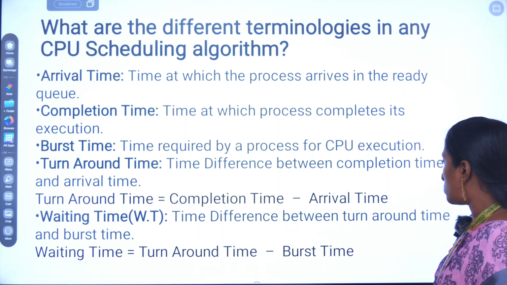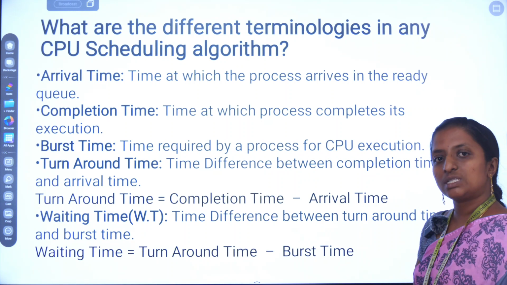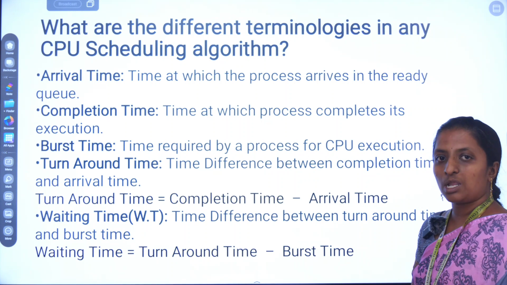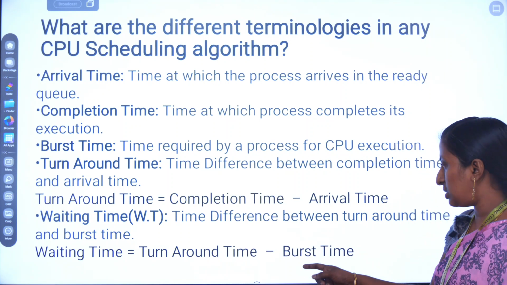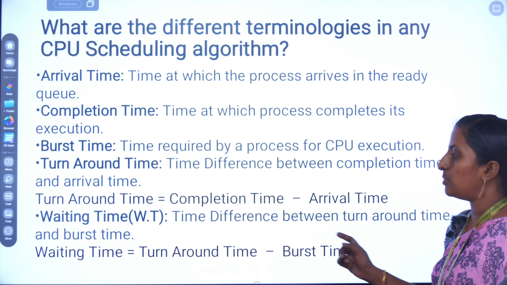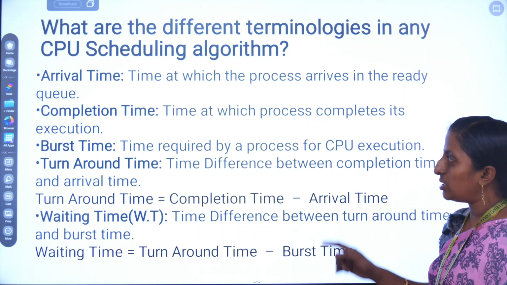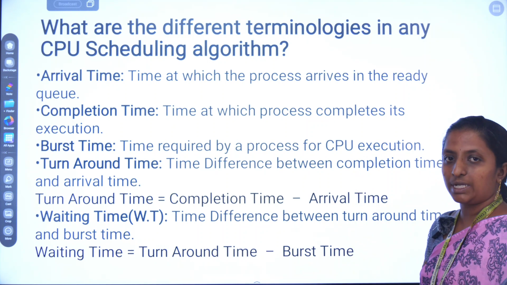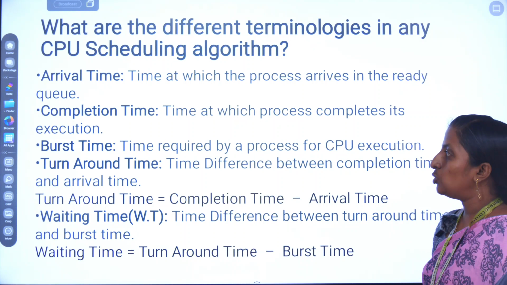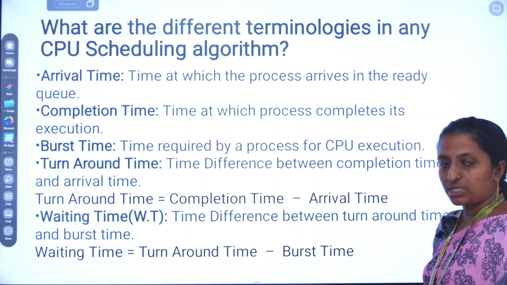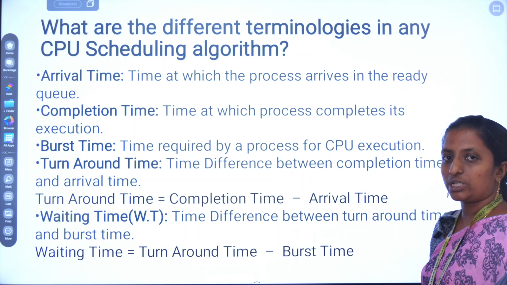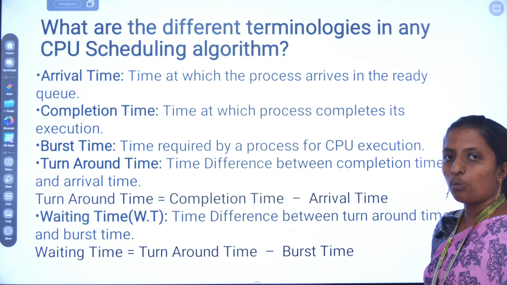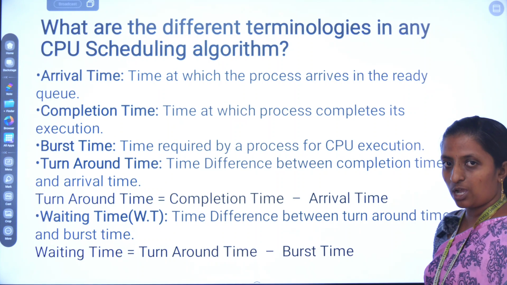And the last term is waiting time. Waiting time is the difference between the turnaround time and burst time. What is the other name for burst time? It is the execution time. So the difference between the turnaround time and the burst time is called the waiting time. All these terms you should have a clear idea of before solving your problems: arrival time, completion time, burst time, turnaround time, and waiting time. I hope you all have a clear understanding of this.